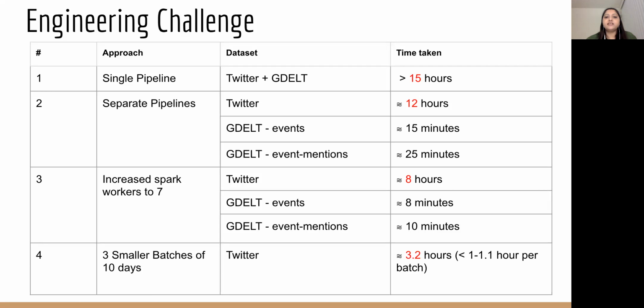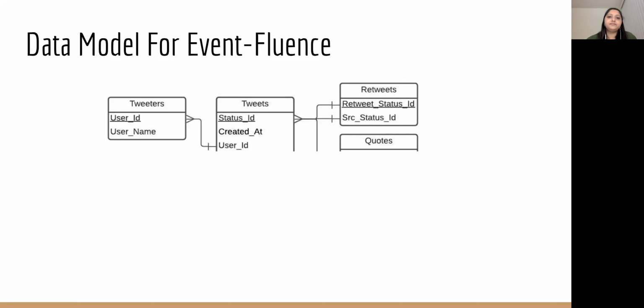Since GDELT processing time looked good, the final approach was used only on Twitter data, and the data was processed in smaller batch of 10 days instead of one whole month. So each batch of 10 days took around 1 hour to complete. So the total time to process a month's data was reduced to 3.2 hours.